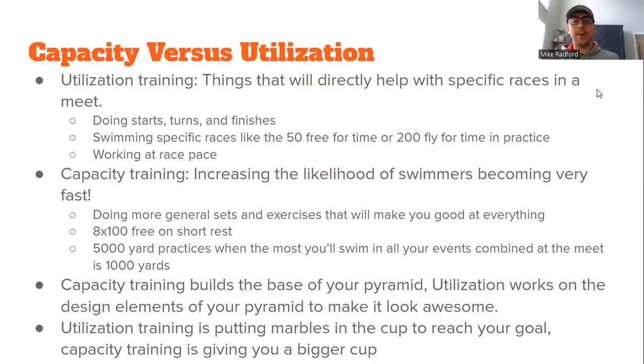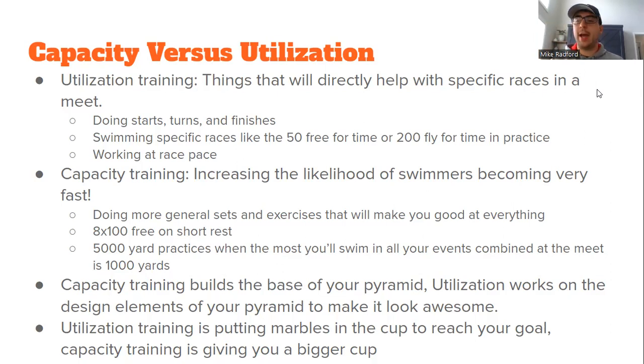The other end of it is capacity training. This is not necessarily going to directly help swimmers get better in a meet on specific races. Instead, it's going to help them in the long run. It's going to increase the likelihood that they can become fast. So capacity training would be doing more general sets and exercises that make you good at everything. For example, a set of 8 100s free, where they're only getting 5 or 10 seconds rest because the interval is really fast and keeps them moving.